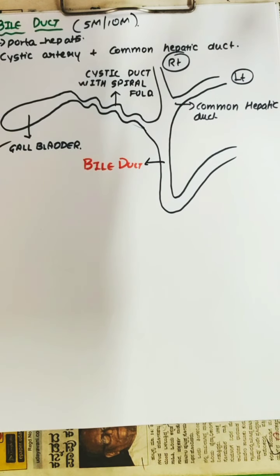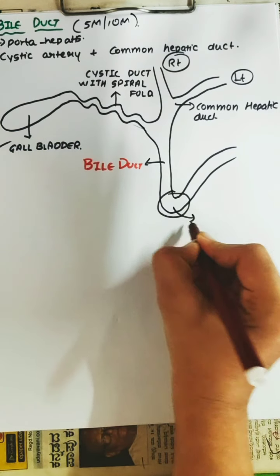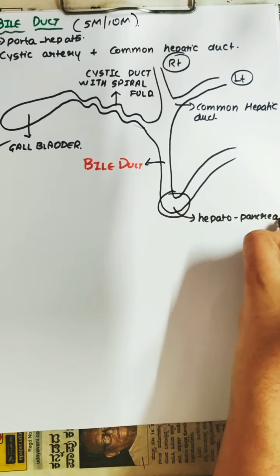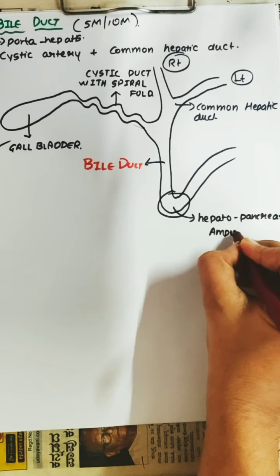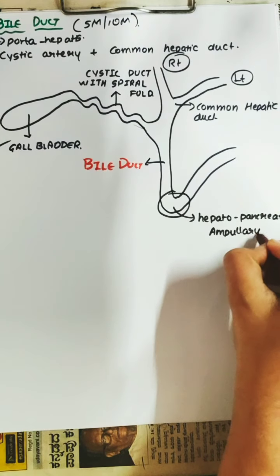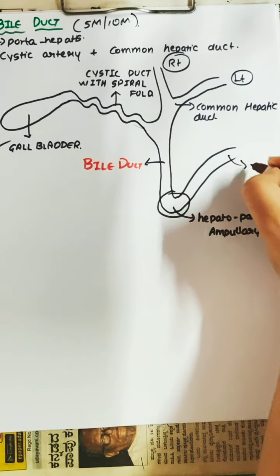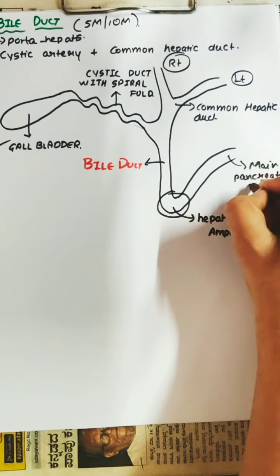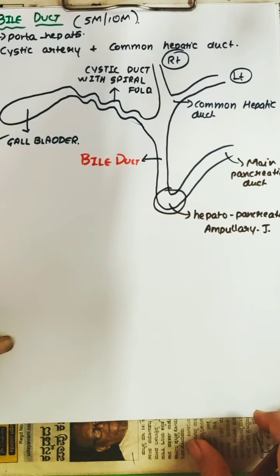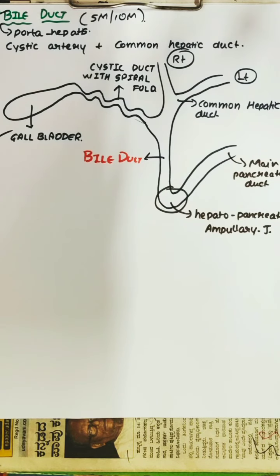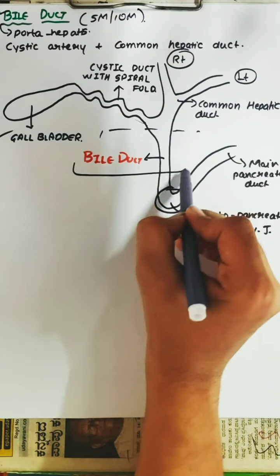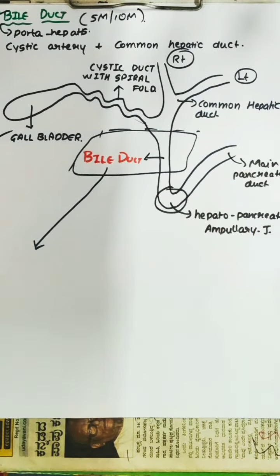Here you can see a junction, and this junction is called the hepatopancreatic ampulla, or hepatopancreatic ampullary junction. This will continue with the main pancreatic duct. So now we'll see the bile duct, because this is the important topic for us. We'll study the bile duct deeply.